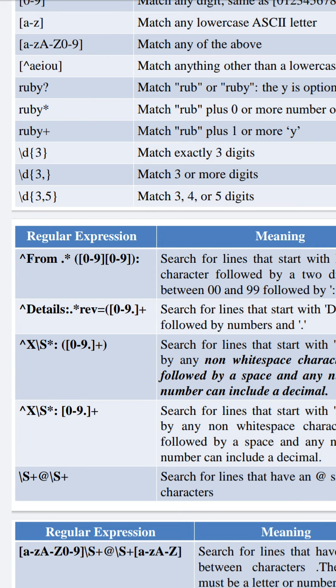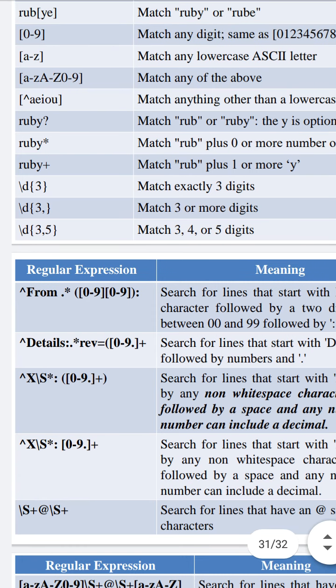Similarly, ruby plus matches RUB plus one or more y, that is, it will match Ruby, or Ruby with any number of y. Whereas in the previous case, when we say ruby star, it may match only RUB, because y star indicates y may occur or may not occur. The occurrences of y may be 0 or any number of times.